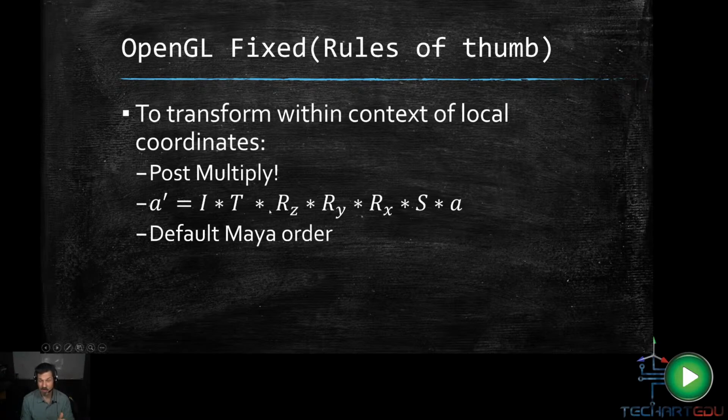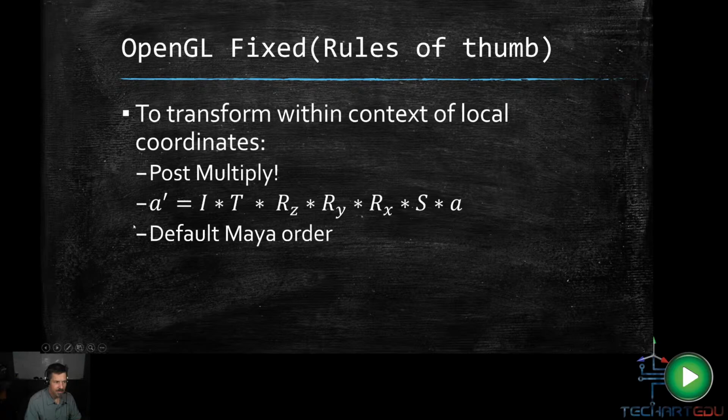Now you could do it pre-multiply when you change the order around, but this is the way that OpenGL does things. And if OpenGL does it, then I guess we should follow along with it just as well. All right, so let's go ahead and multiply this around. So we've got all these orders. So what are we going to do first?